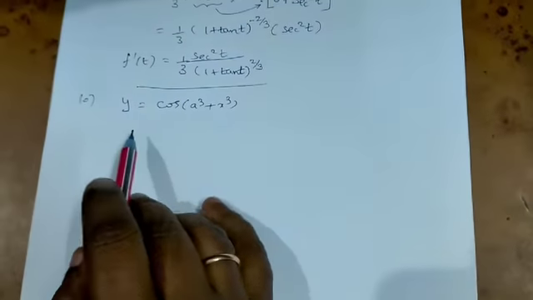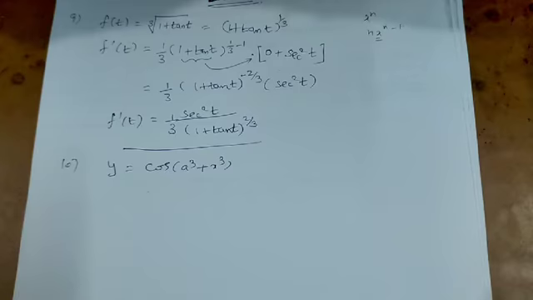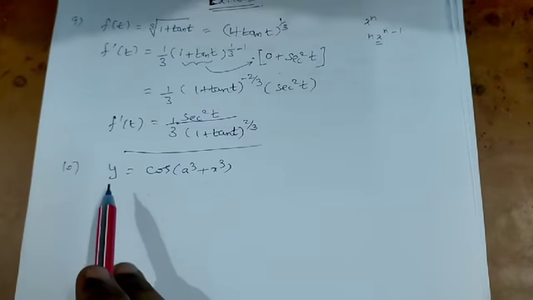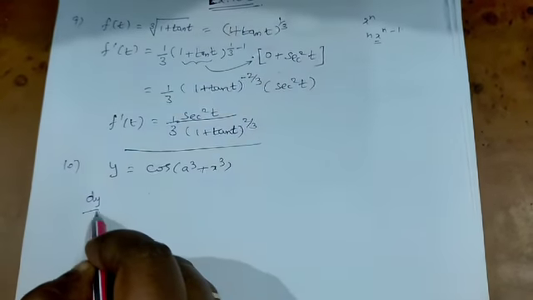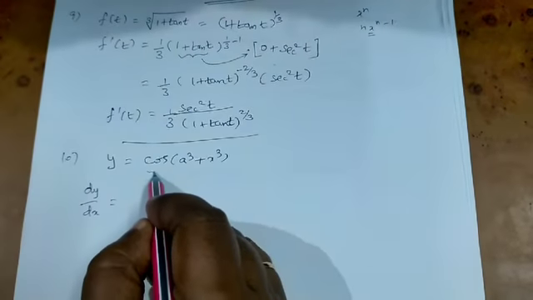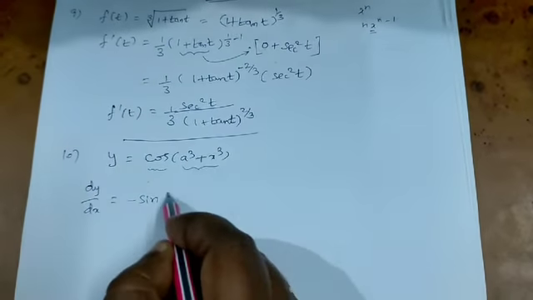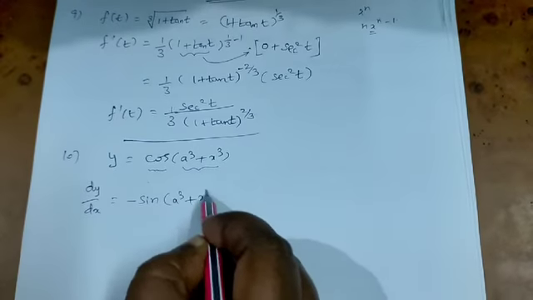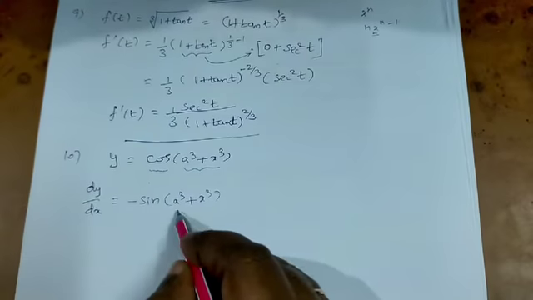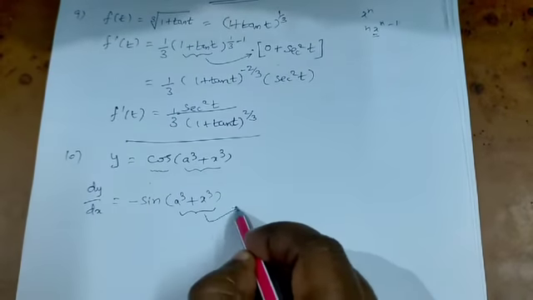Look here children, this is question number 10. y equals cos of (a cube plus x cube). We can continue our differentiation. Differentiate the left hand side with respect to x, dy by dx. On the right hand side, differentiation of cos is minus sine, and the argument will come as it is, a cube plus x cube. Instead of x we have another function, so it should be continued with differentiation by chain rule.